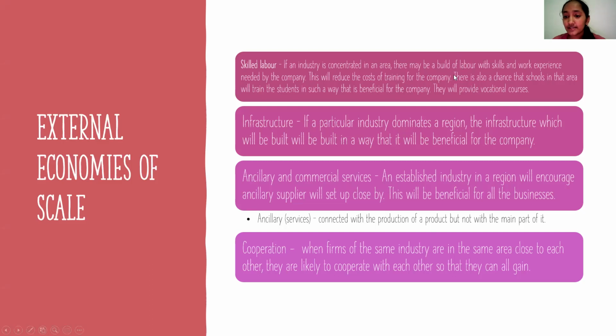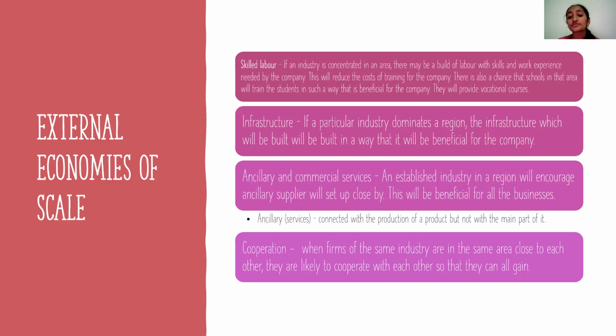The definition is here. Vocational courses means teaching a particular skill to a person so that they know the skill and they learn it. Those are vocational courses. Next, infrastructure.